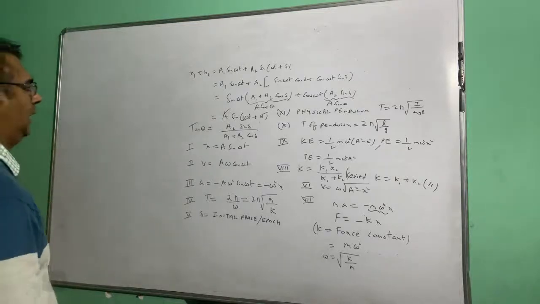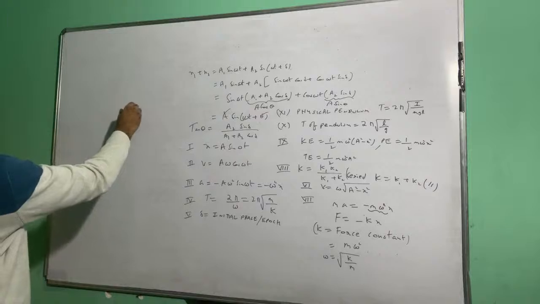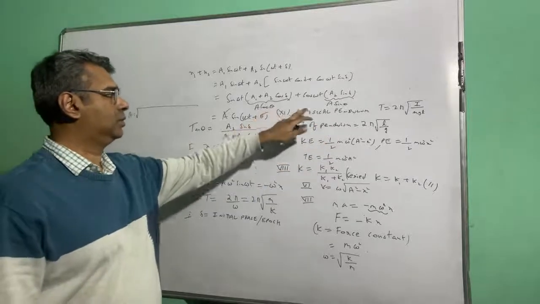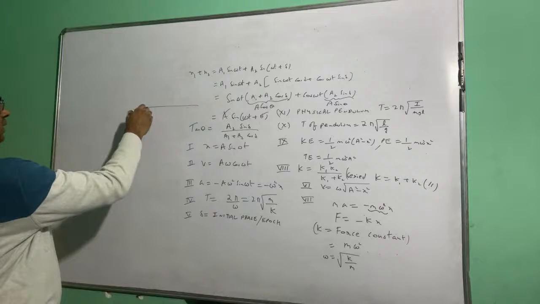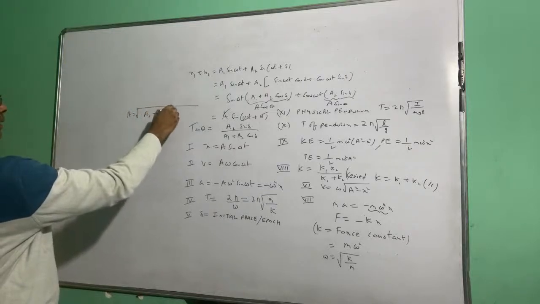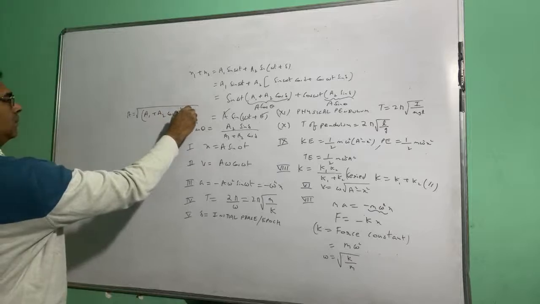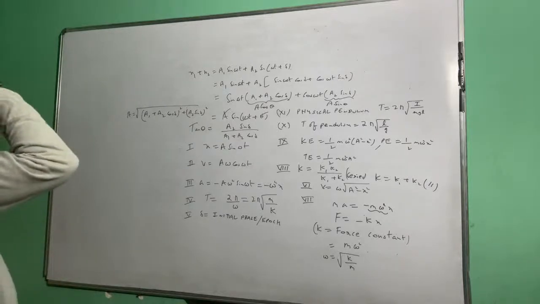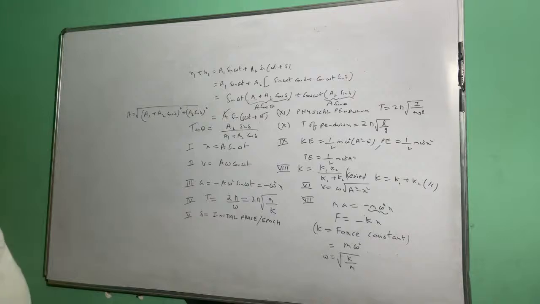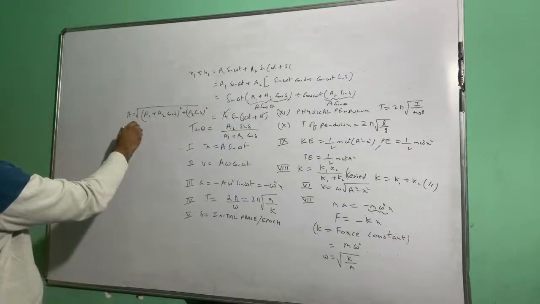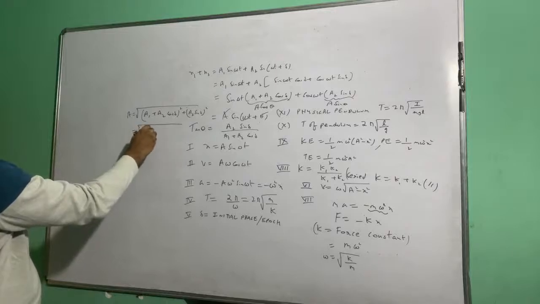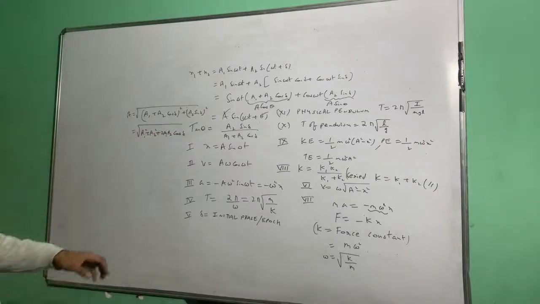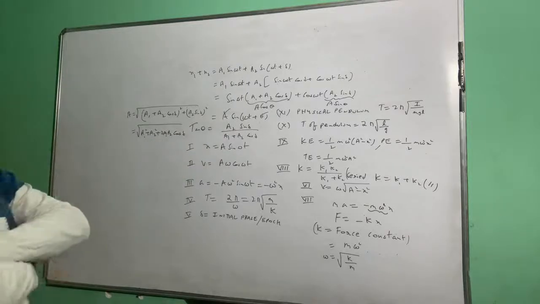Okay, that is number one. And number two, the value of A. If this is a cos theta and this is a sin theta, then A will be root over of square of this plus square of this. So the value of A will be root over of (a1 plus a2 cos delta) whole square plus (a2 sin delta) whole square. So the value of A is root over a1 square plus a2 square plus 2 a1 a2 cos delta.